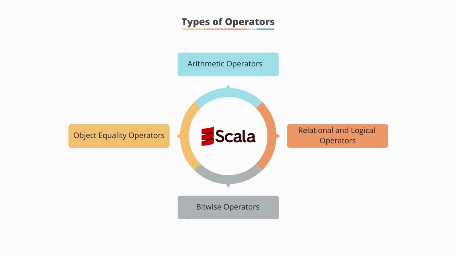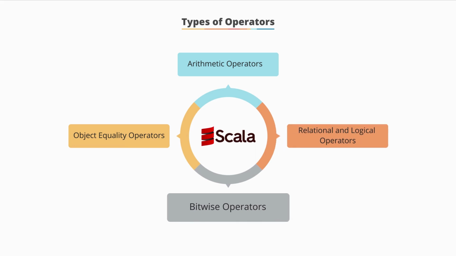The first type of operator is arithmetic operators, which allow you to invoke arithmetic methods using infix operator notation for addition, subtraction, multiplication, division, and remainder on a numeric type. The next type is relational and logical operators. Using these operators, you can compare numeric types, such as greater than, less than, greater than or equal to, and less than or equal to. All of these methods provide a Boolean result. Additionally, you can use the unary operator for inverting a Boolean value.